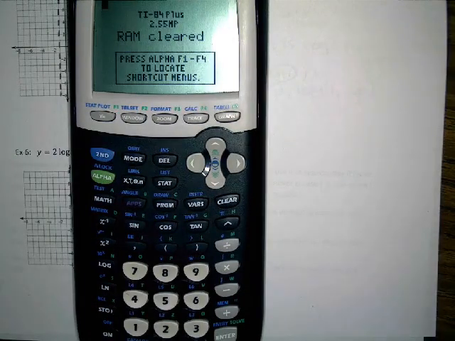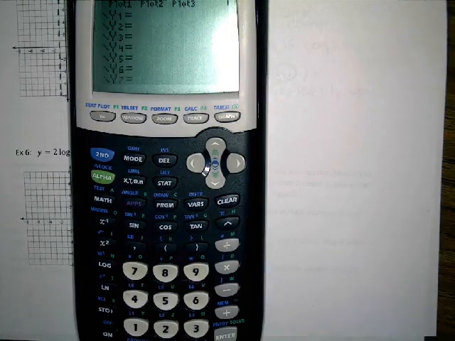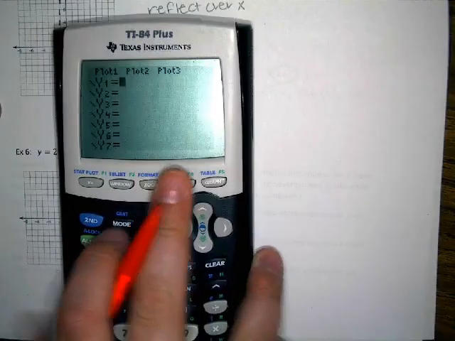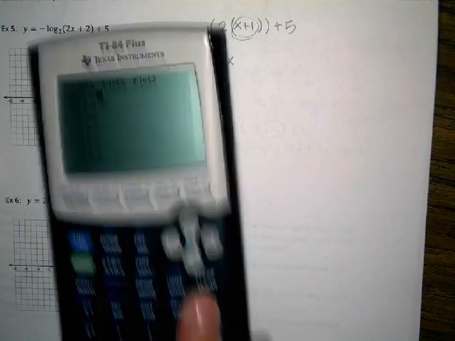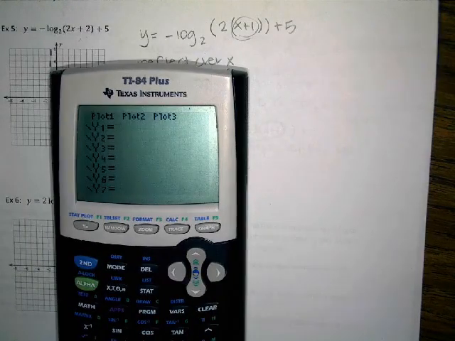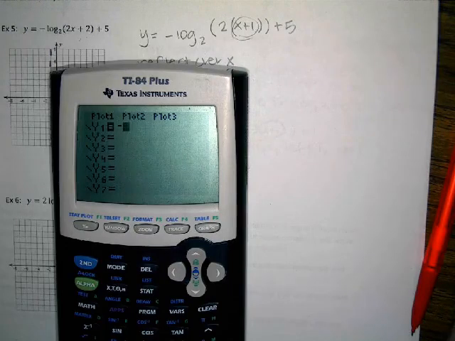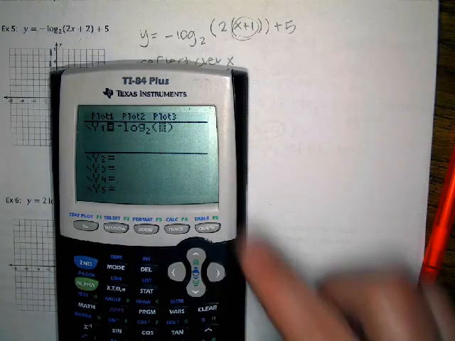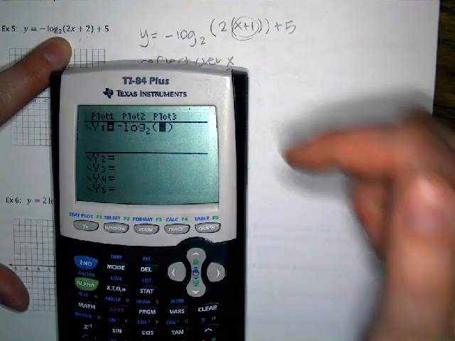So what should I do to plug it in? How do I plug this in? So I got negative, math up, log base 2, and I would type in the original because it's easier without having extra parentheses, so I would just do 2x plus 2, and then plus 5. Graph that.